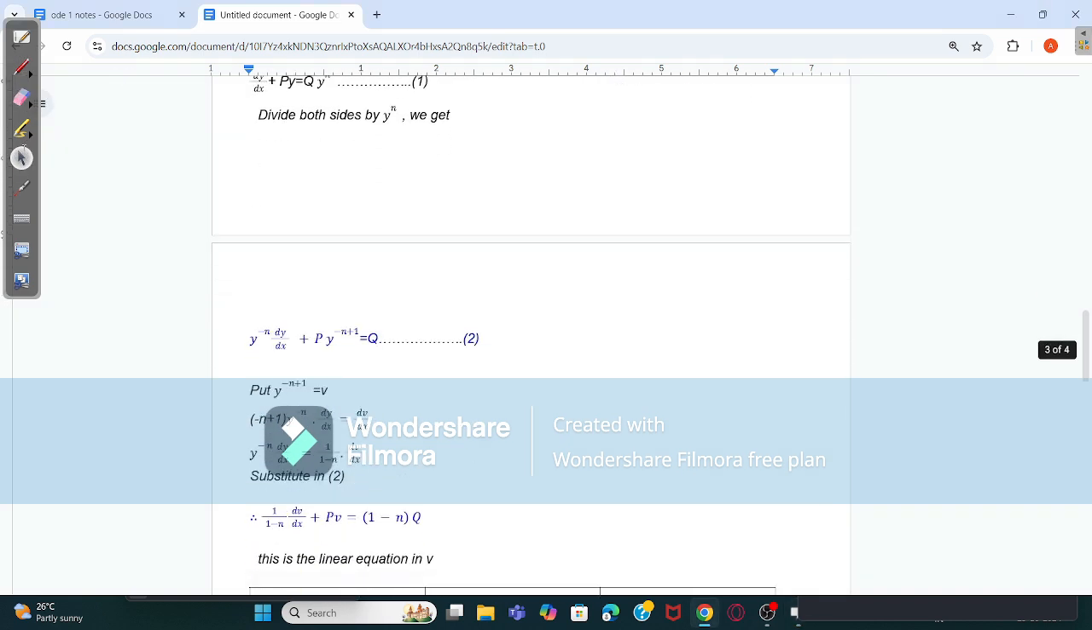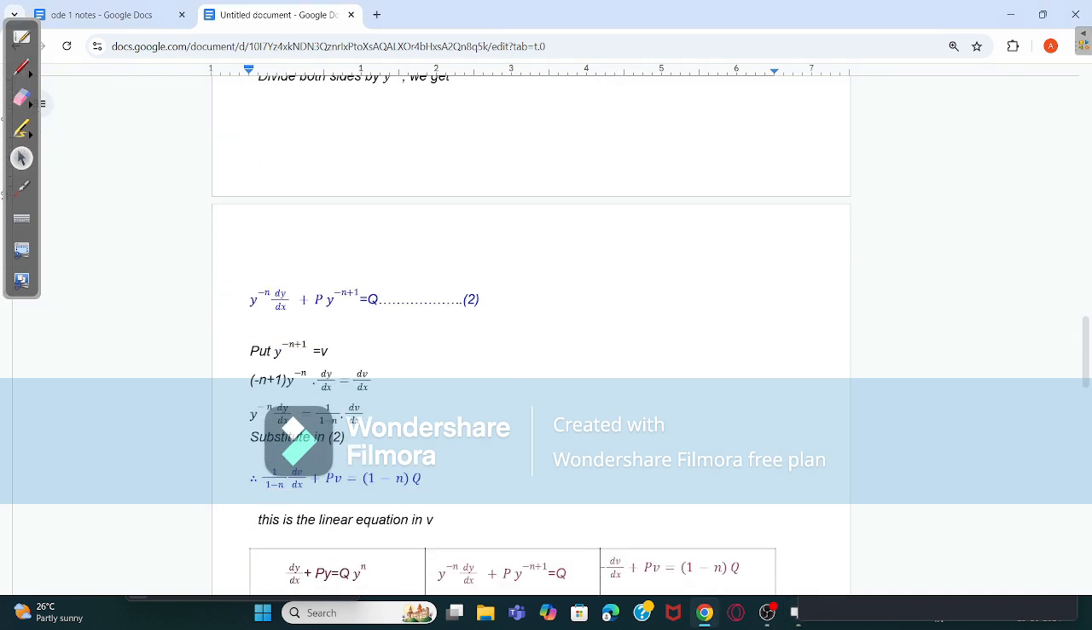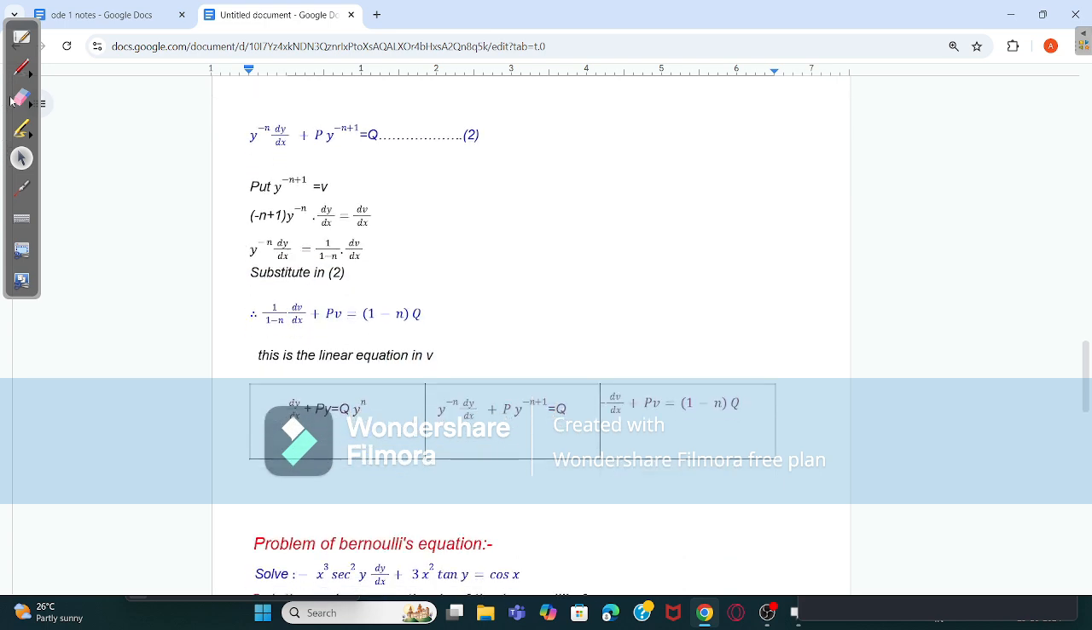Now consider this value y^(-n+1) as v. Then we get (-n+1) y^(-n) dy/dx, and this value becomes dv/dx. So taking this common, this value becomes 1/(1-n) dv/dx. Substituting this in equation 1, we get 1/(1-n) dv/dx + Pv = 1/(1-n) Q. This is the linear equation.